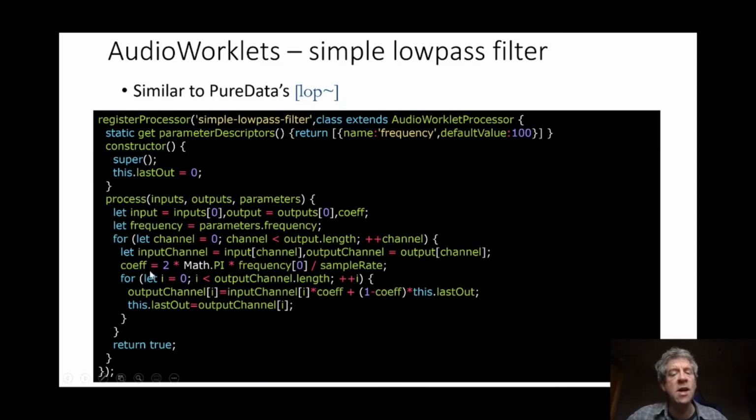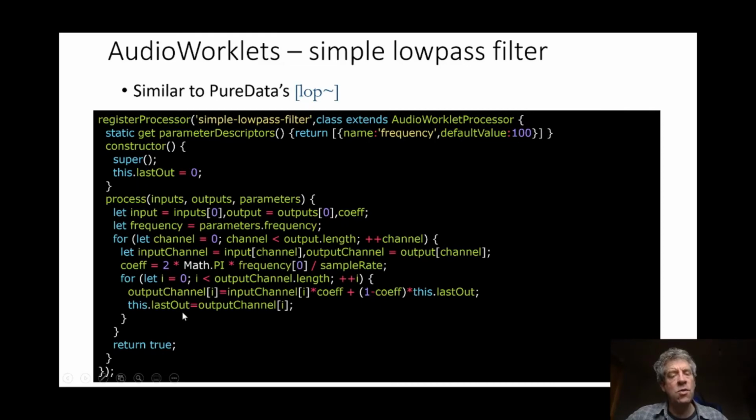And then we say for every sample within those 128 samples in a channel, the output equals the input times the coefficient plus 1 minus the coefficient times the last output. That's the equation we worked with before. And then last output equals what we give to the output channel.